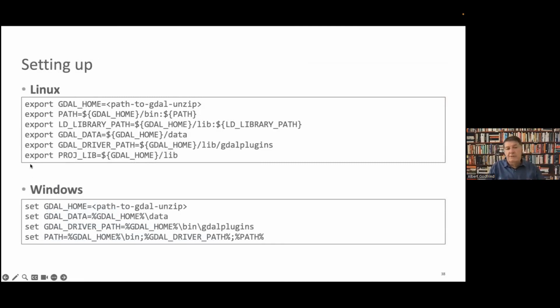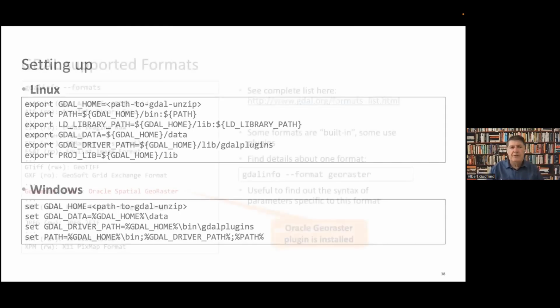So say here, just do this sort of setup. That's the place where you have installed it, setting up the bin path and the library path. Then these GDAL_DATA and GeoRaster settings are also required, and same for Windows. And then you can start using it.